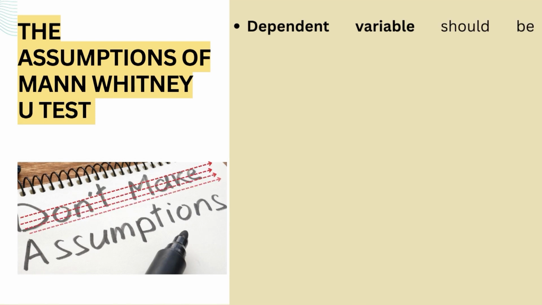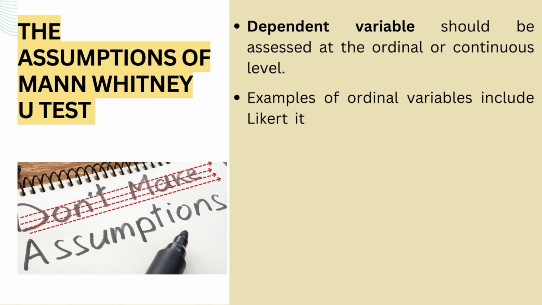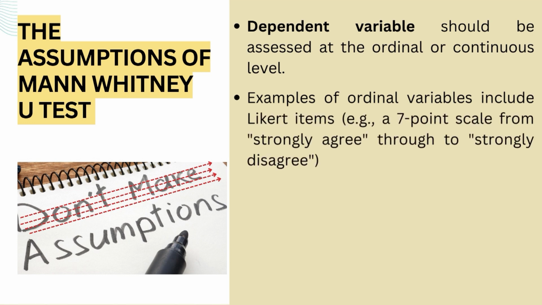The second assumption is that the dependent variable should be assessed at the ordinal or continuous level. Examples of ordinal variables include Likert items. You know about Likert items, for example, a 7-point scale from strongly agree through to strongly disagree.